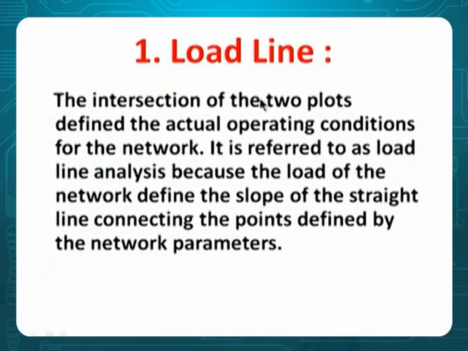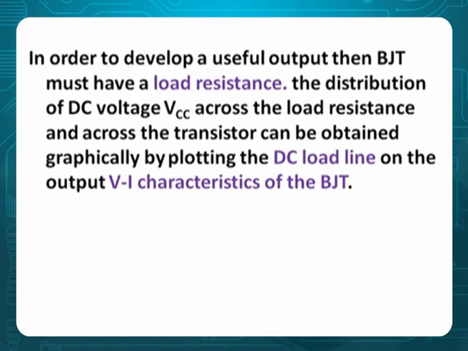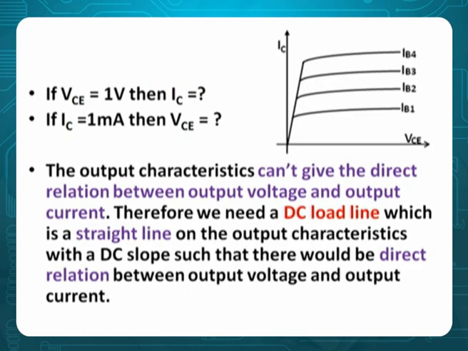The direct relation between output voltage and output current is possible only when a load line comes into the picture. So the load line is the intersection of two plots defined as operating conditions. One is called DC load line, the other is called AC load line. The intersection of those two is called load line. Let us see what exactly it is and how we have to make it. First, I am going to talk about the necessity or the need of load line.